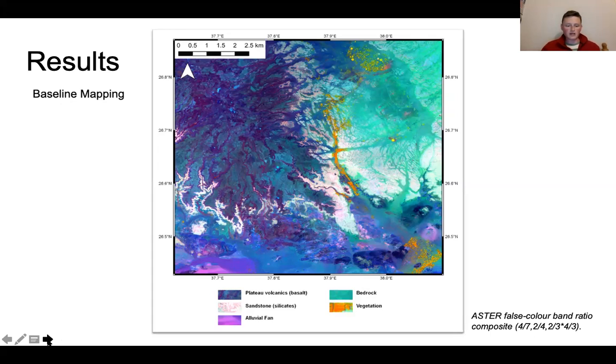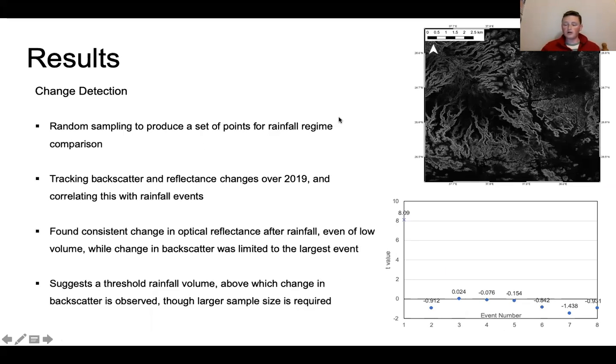So as I say, this is the baseline geological mapping side that I did first of all, and then I moved on to looking at change detection, particularly on the rocky slopes within the study area.